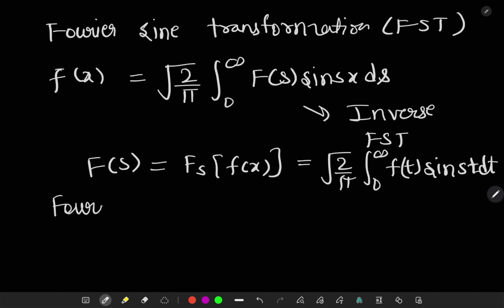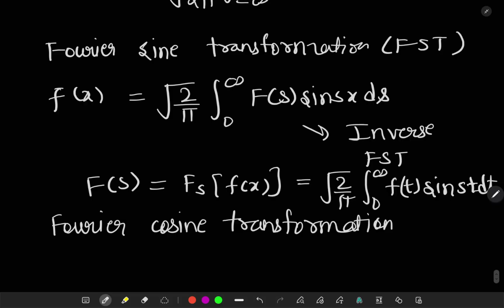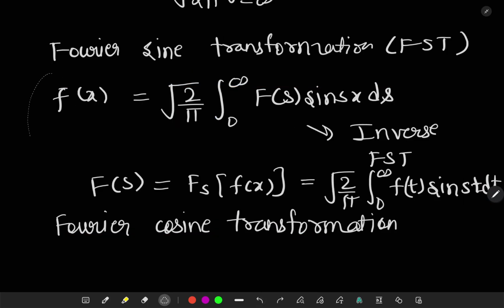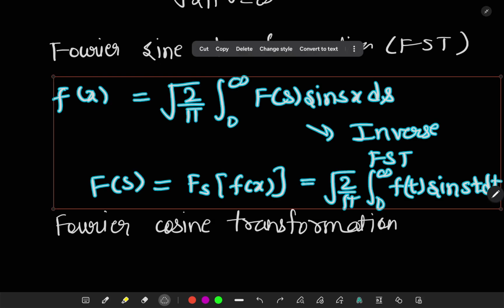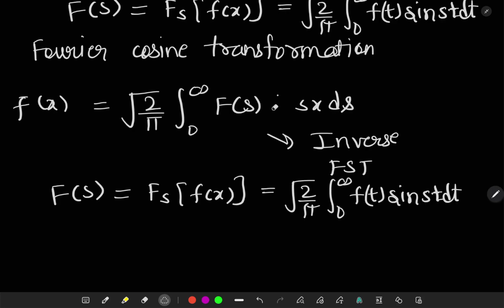Similarly, for Fourier cosine transformation, the only change is cos x in place of sin x, and this is the inverse Fourier cosine transformation, and this f of s is the Fourier cosine transformation. Let's do a question on Fourier transformation.